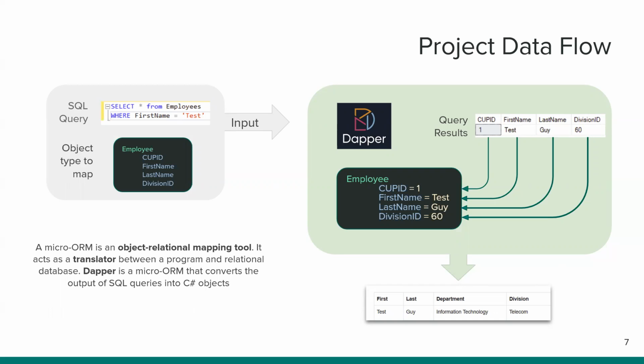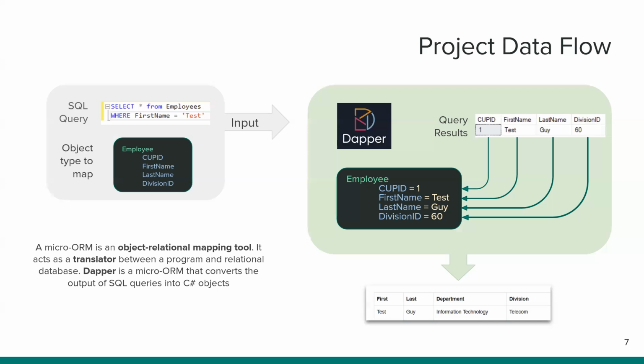So I have this example here where we need to fetch the employee test guy. To start, Dapper needs two things as input: a SQL query and the type of object it is going to map to. Here we have an employee object with the fields Cupid, first name, last name, and division ID, and a simple query for demonstration's sake. So the app sends these to Dapper.